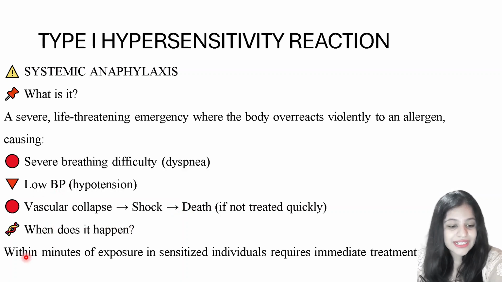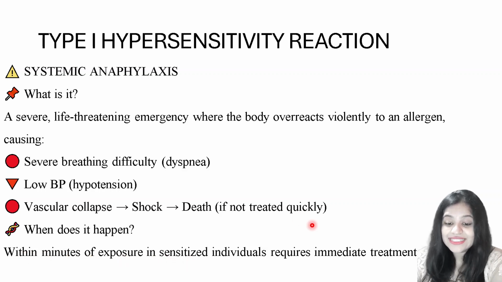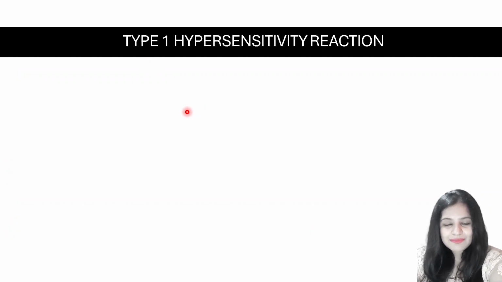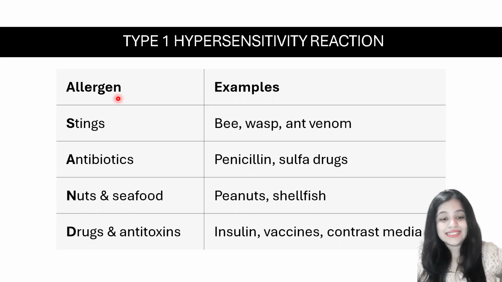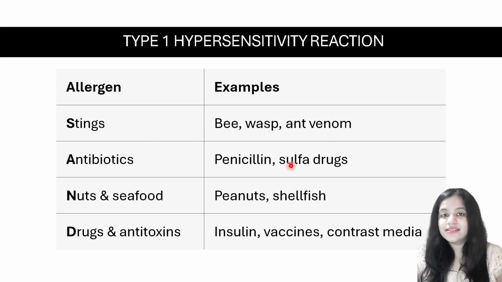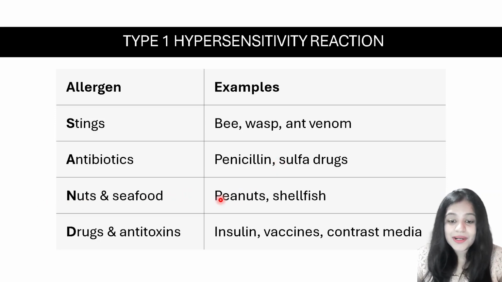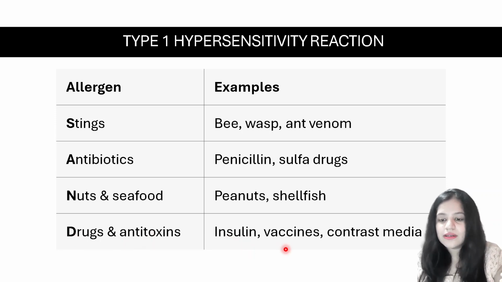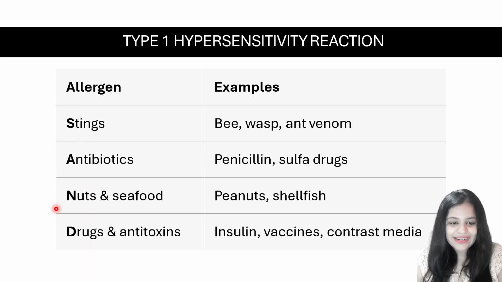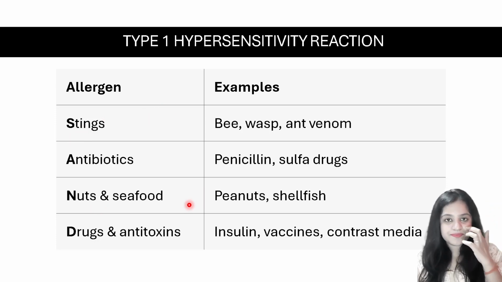Now, when does it happen? It happens within minutes of exposure in a sensitized individual and requires immediate treatment. Now, let's see what triggers type 1 hypersensitivity. These are the allergens and these are the examples. Stings of bee, wasp and ant venom. Antibiotics like penicillin and sulfa drugs. Nuts and seafood like peanuts and shellfish. Then drugs and antitoxins like insulin, vaccines and contrast media. Now, there's a mnemonic for this also, SAND. This SAND is the list of the allergens which can trigger your anaphylaxis.